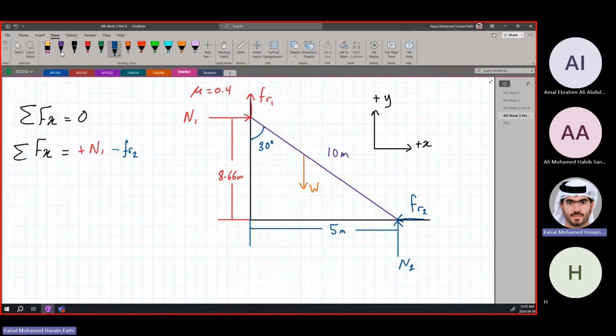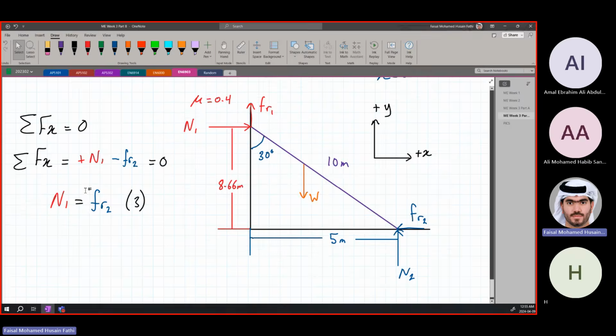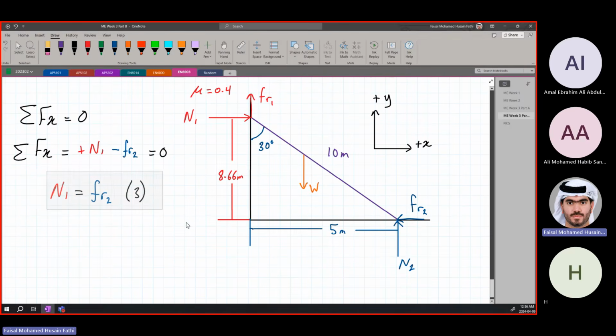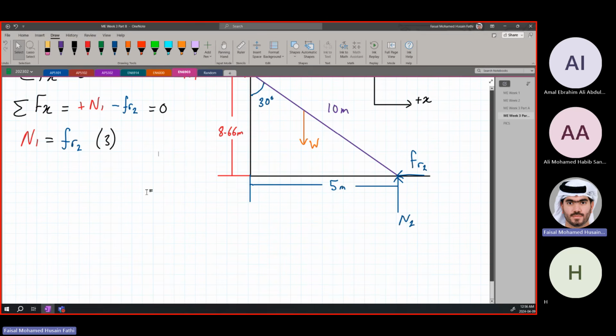fr2 is equal to 0, meaning n1 is going to be equal to fr2. This is our third equation. We could from now just substitute this back into one of these just to simplify, but I usually solve everything equation-wise, and then when I find the final answer, I look at everything and try to solve it in that way to make it easier for me.